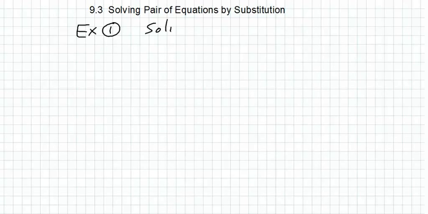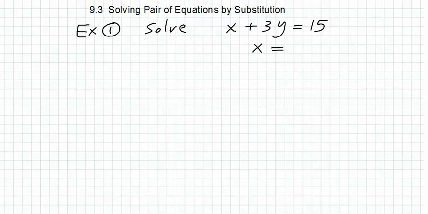Solve by substitution these two equations: x plus 3y equals 15, x equals 2y. As you can see here, one of the equations is solved for x, which is the second equation. So we can name the first one equation 1, and this one is equation 2.